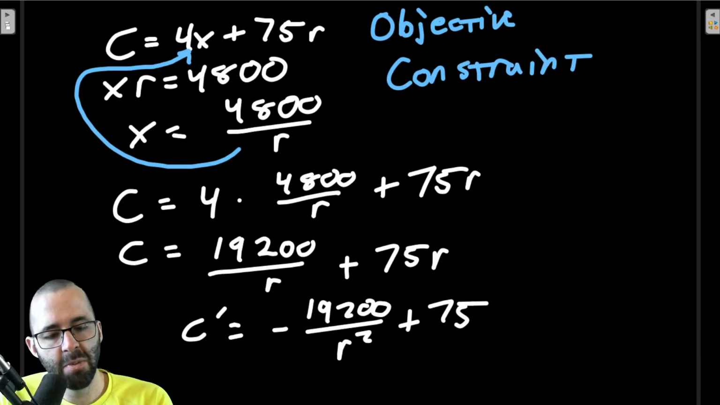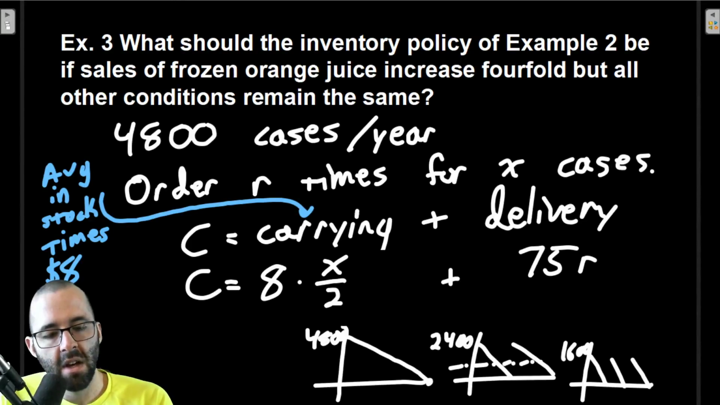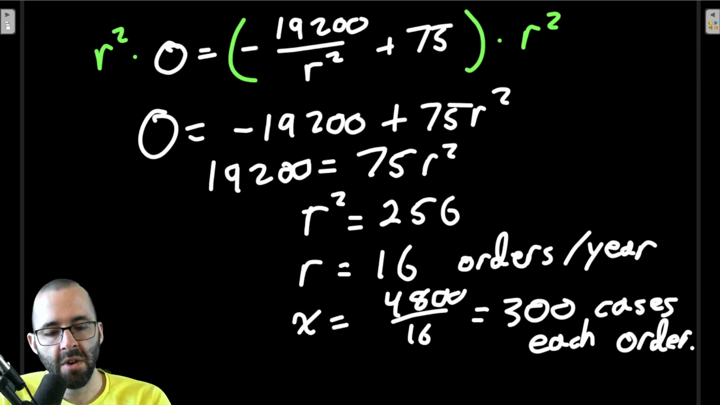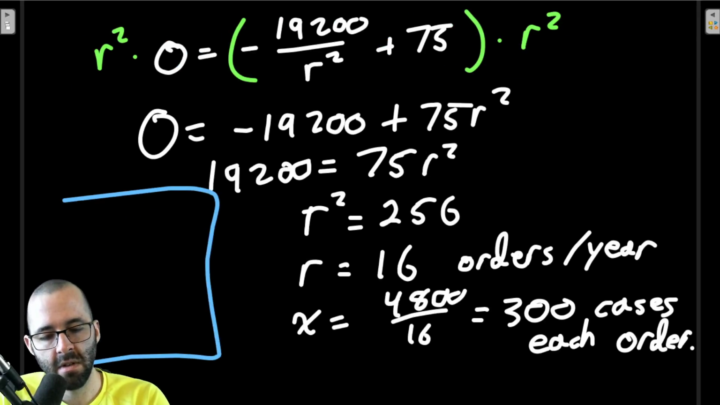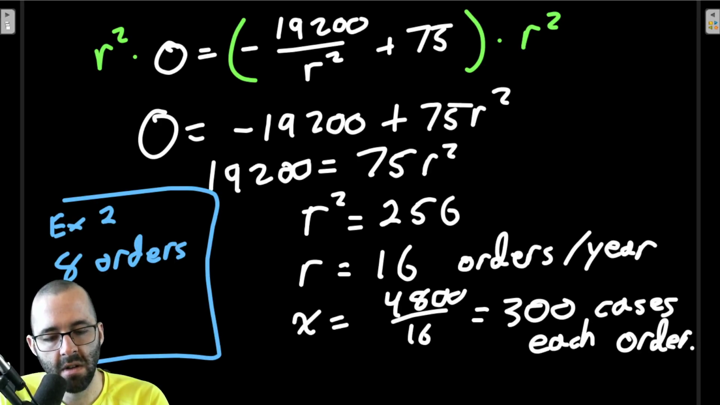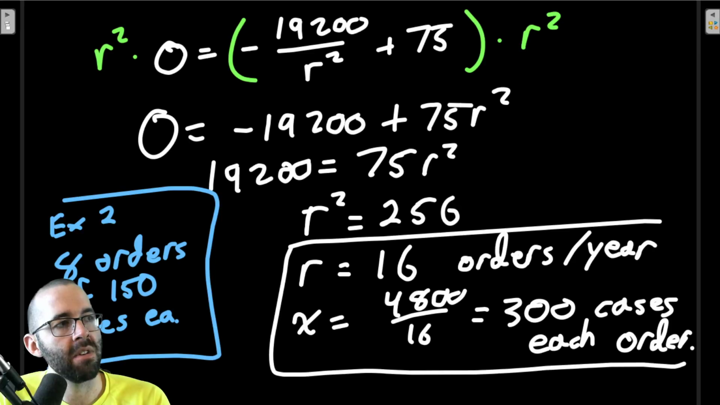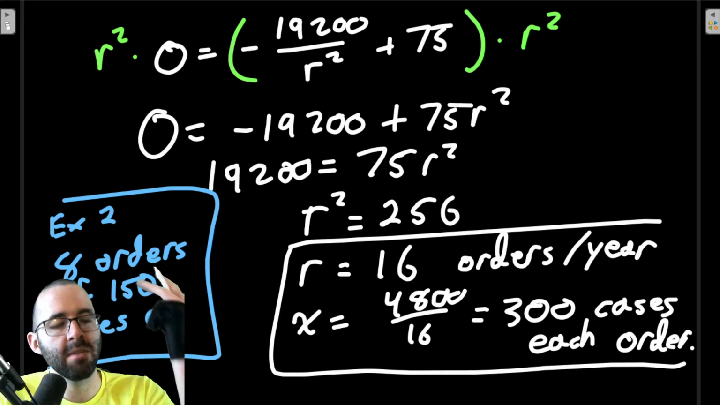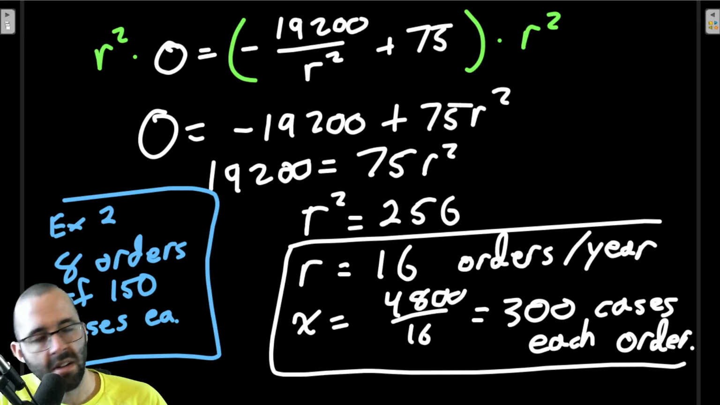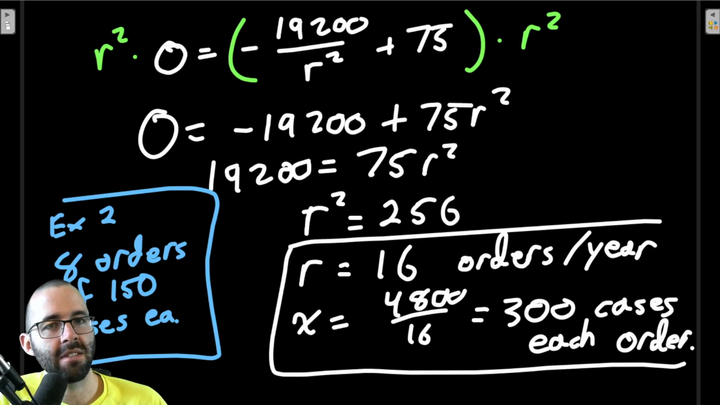So what is this problem asking us to do? What should the inventory policy be if sales were to increase 4-fold, but everything else remained the same? So in the old example, right, in example 2, we said 8 orders of 150 cases each. So how did that change? Well, each one got doubled. We're ordering twice as much and twice as many in each order. And there we go. That's inventory stuff.